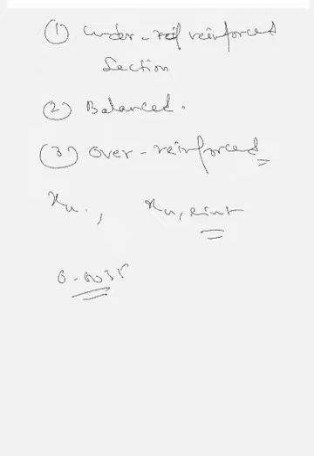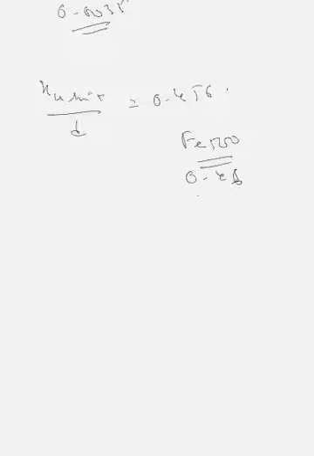Now we are given that XU limit by D is 0.456. Now this ratio depends on the grade of steel. For Fe500 steel, it is 0.46 approximately. So clearly this beam is designed with a high strength steel. Now effective depth D is 550.